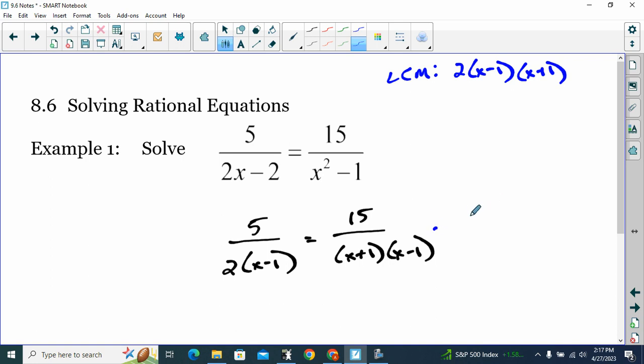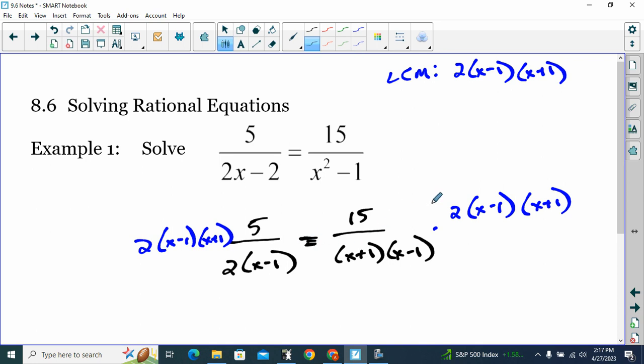And we are then going to multiply both sides of our equation by the least common multiple. So I multiply this side by the LCM. I also multiply this side by the LCM. Got my equal sign right here. And when we do that, notice some things cancel out here. X minus 1s cancel. X plus 1s on this side cancel. So this side I just get 30. Here my 2's cancel. My x minus 1's cancel. And on this side I have 5 times x plus 1.